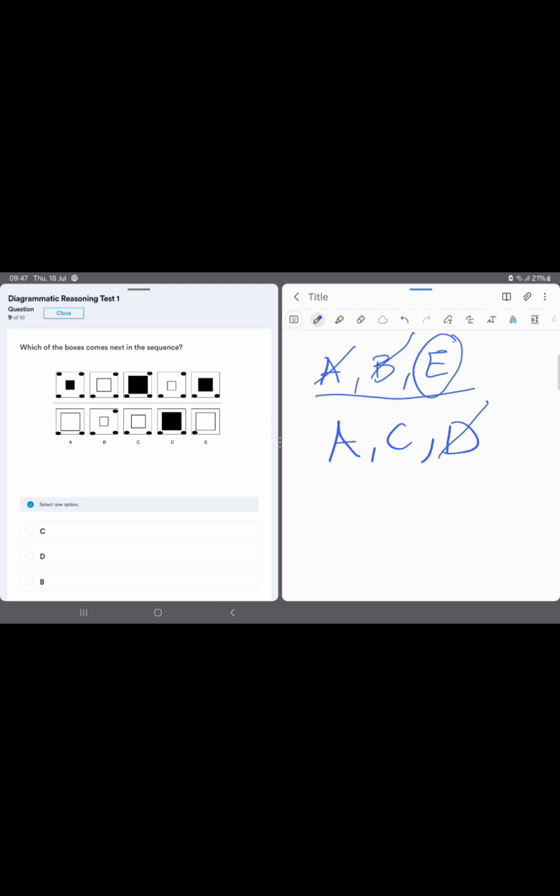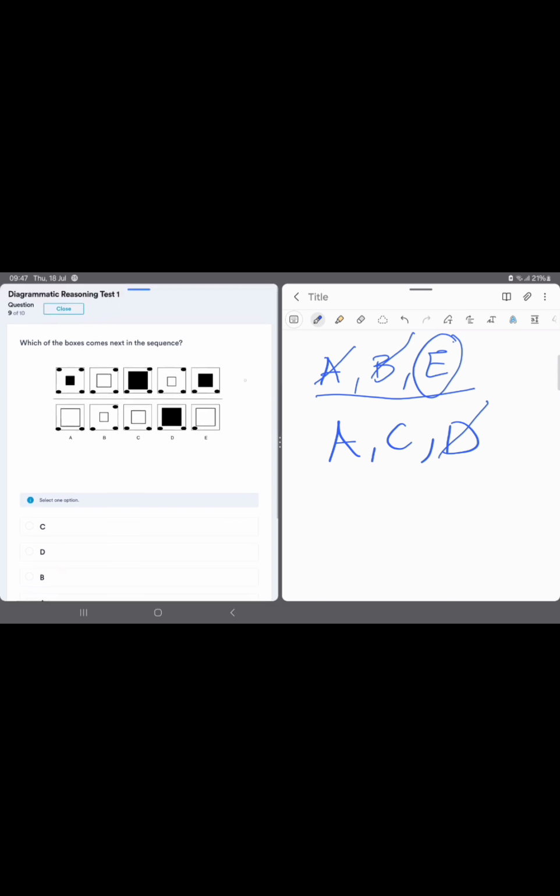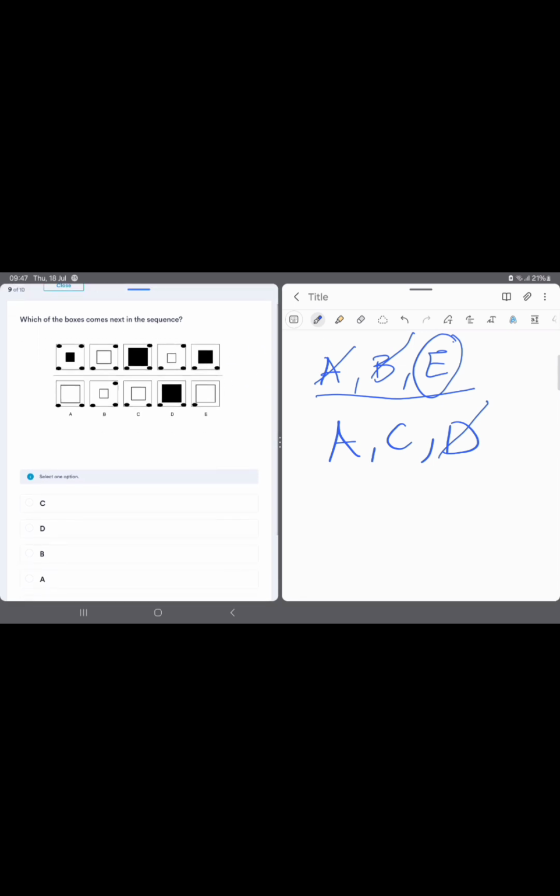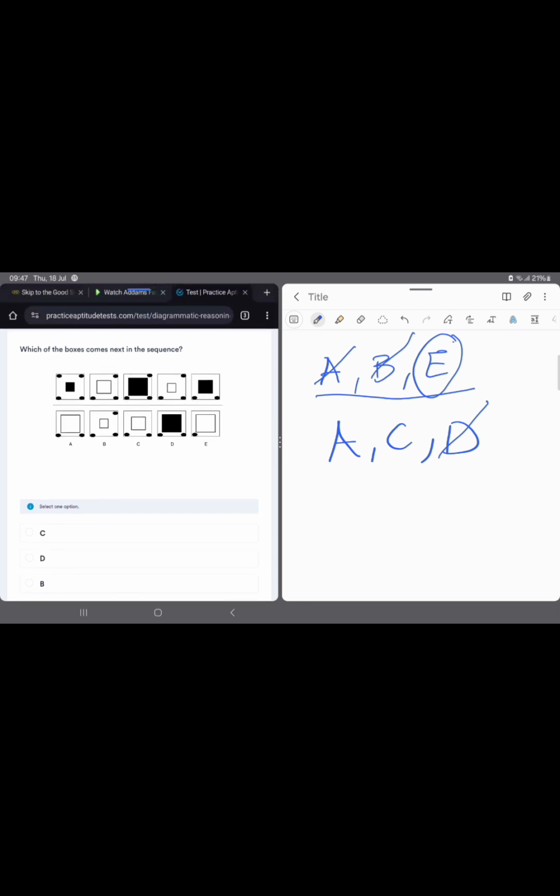Okay, and then the next thing to look at is the change in size of the square. You can see it's small here, and then it becomes bigger, and then much bigger. Then it becomes small, and then a bit bigger. Meaning that it has to be the biggest square here. So that leaves us with option A as our answer.